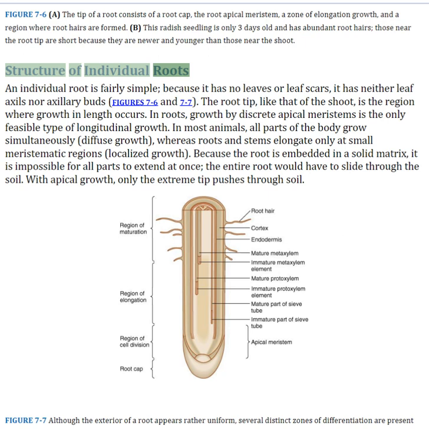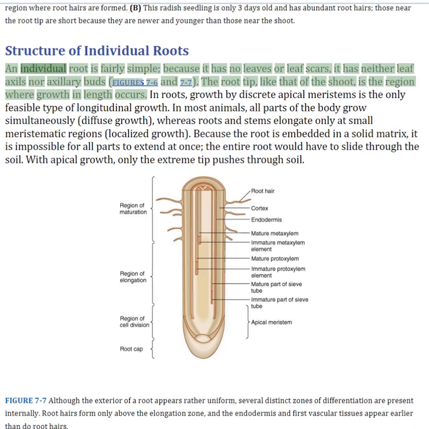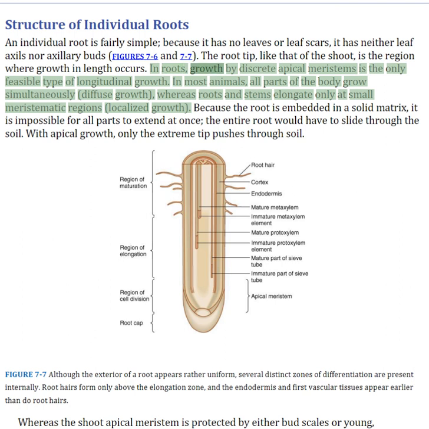Structure of individual roots. An individual root is fairly simple, because it has no leaves or leaf scars. It has neither leaf axils nor axillary buds. The root tip, like that of the shoot, is the region where growth in length occurs. In roots, growth by discrete apical meristems is the only feasible type of longitudinal growth.